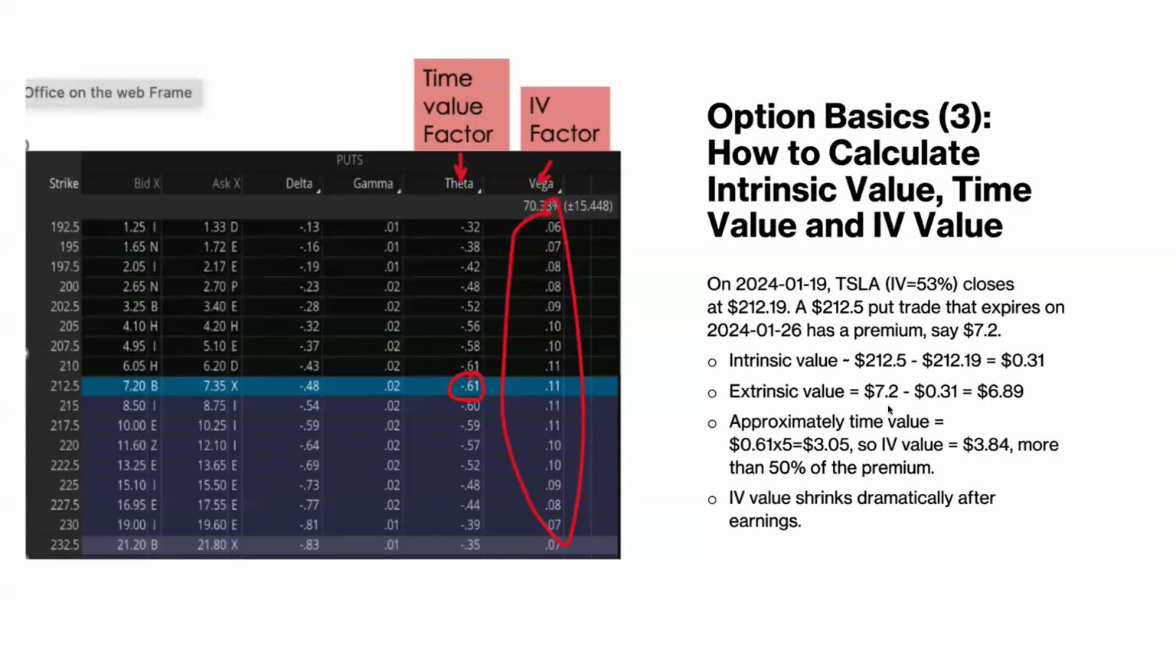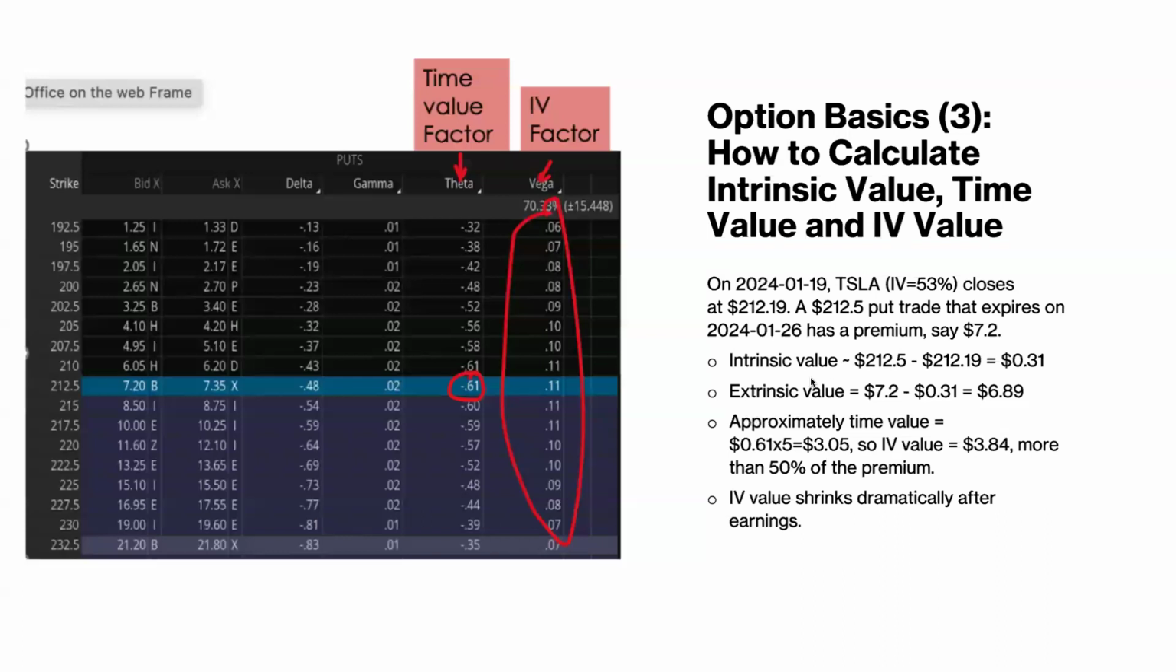This is the slide that I made from my earnings trade experiment. If you haven't watched that earnings trade experiment video, you can do so. So on 2024, January 19th, Tesla closed at $212.19. A 212.5 put trade that expired in a week on January 26th has a premium of $7.2.